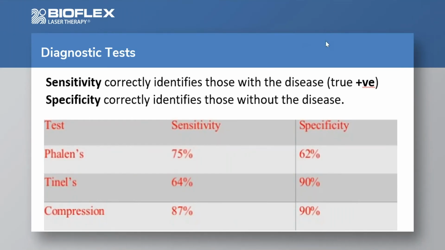So remember that when you're looking at whether an orthopedic test or neurological test is actually good or you should be doing it, you're referring to sensitivity, which identifies those with the disease. So it's a true positive, as opposed to specificity, which correctly identifies those without the disease. So if you look at the sensitivity and specificity of Phelan's, Tinel's, and compression, you can see that the compression test actually has the best sensitivity and specificity for an orthopedic test.